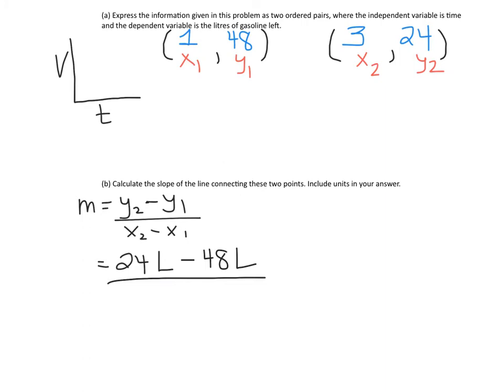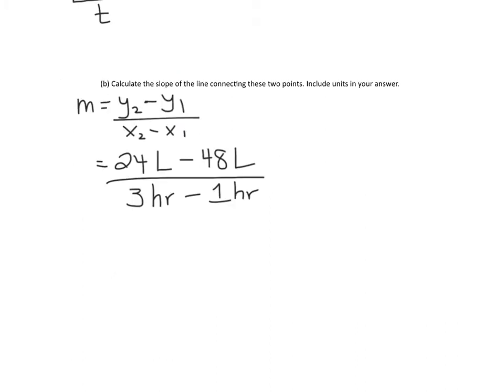So my x2 value was 3, and 3 was a measurement of time. According to the question, our time was measured in hours, minus x1, which was 1, and that is also representative of 1 hour. Okay, so if we subtract 24 minus 48, we're going to get negative 24 liters, divided by our denominator, which is 3 minus 1, which would be 2 hours.